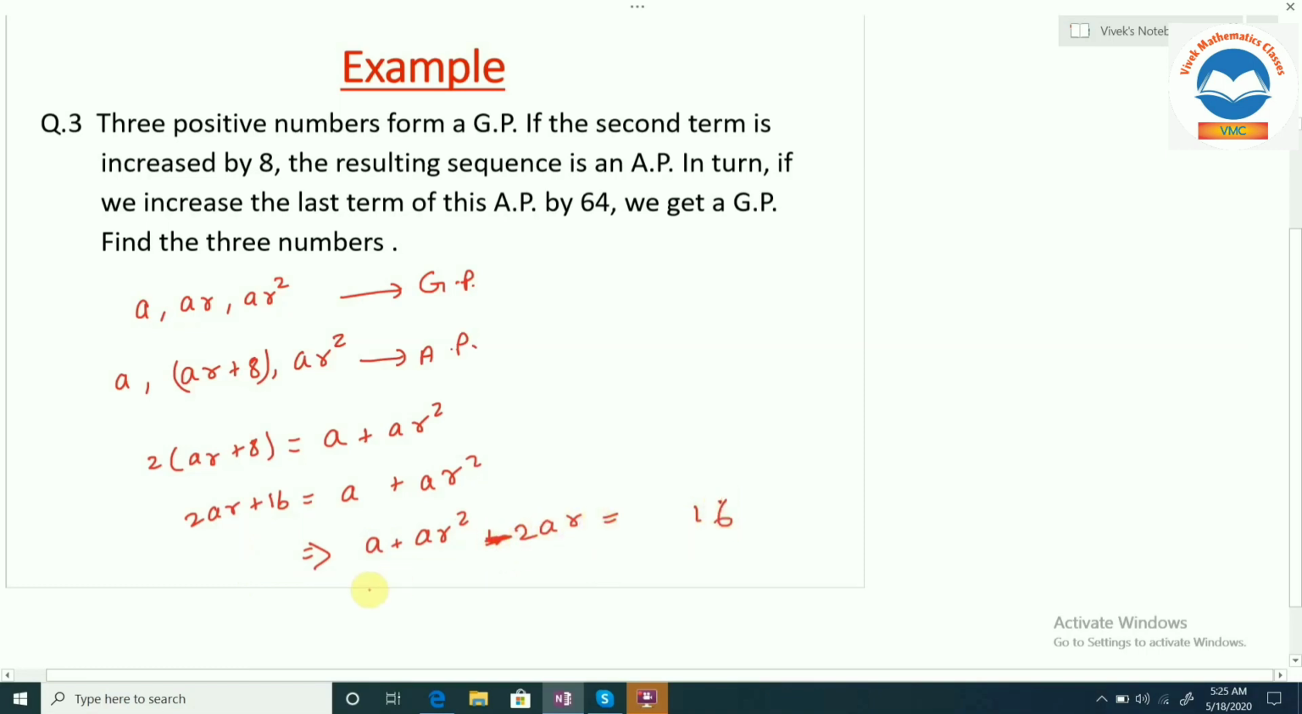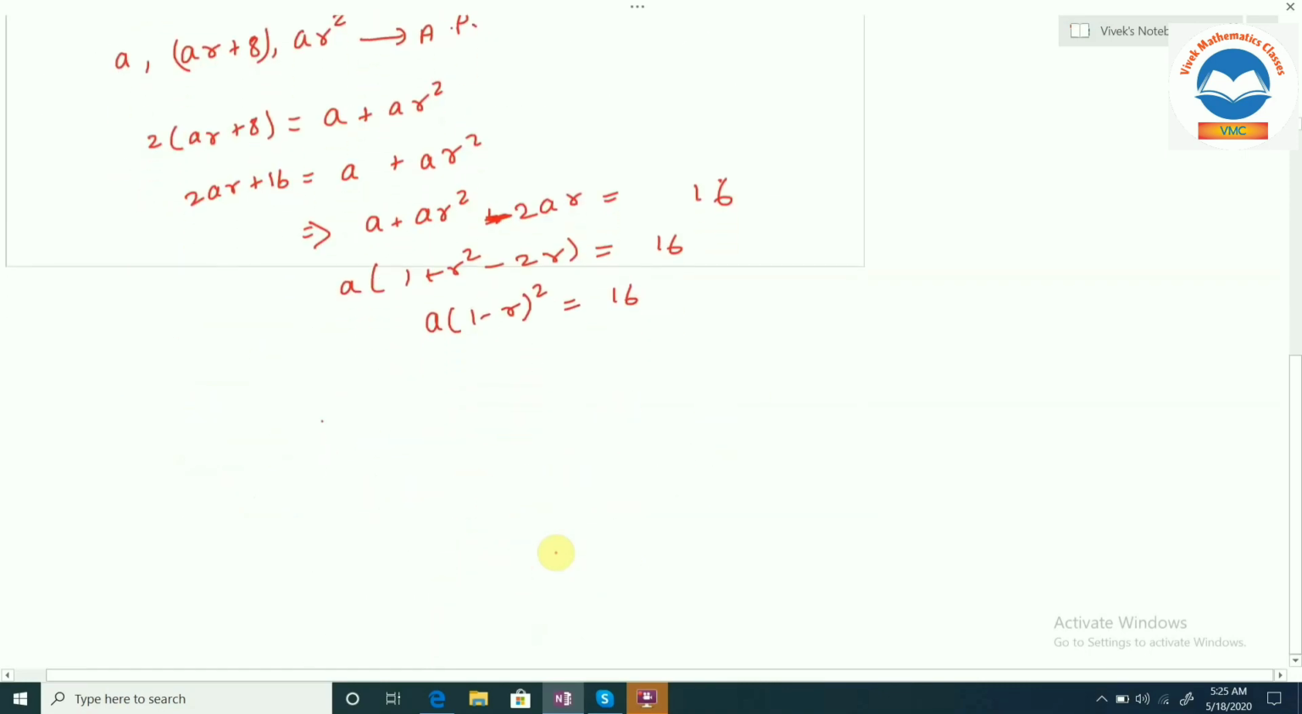Minus 2AR, this will be equal to 16. So if you take A common, we will get 1 plus R square minus 2R, equal to 16. This one, what can we write? 1 minus R whole square. So we can write A into (1 minus R) square will be equal to 16. So from here, A value we can write as 16 divided by (1 minus R) whole square. This is equation number 1.